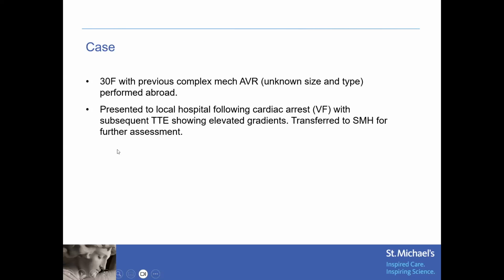This is kind of an interesting case, so do we have a few minutes here? Yeah, just a couple, I'll be quick through this.